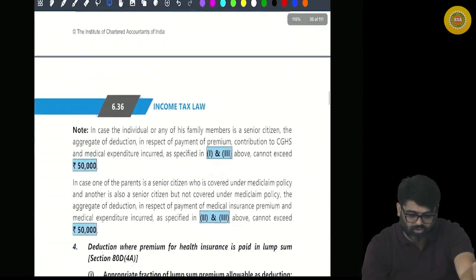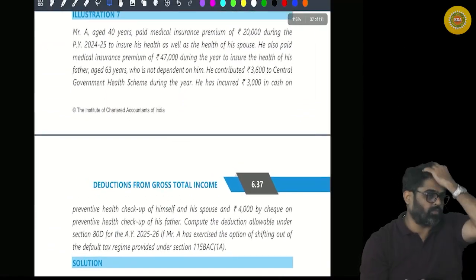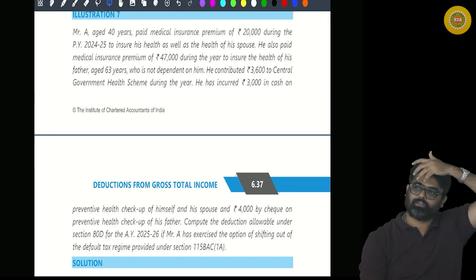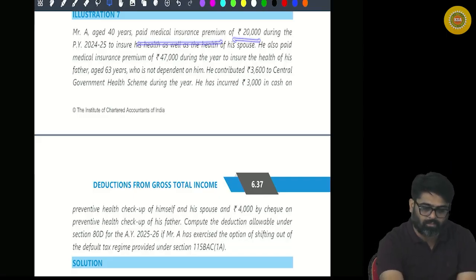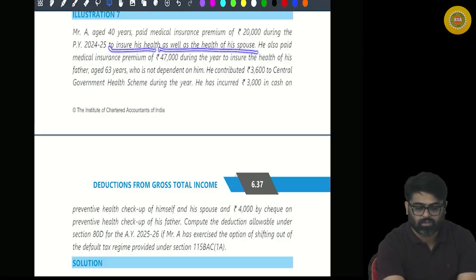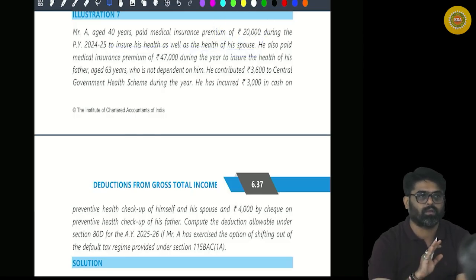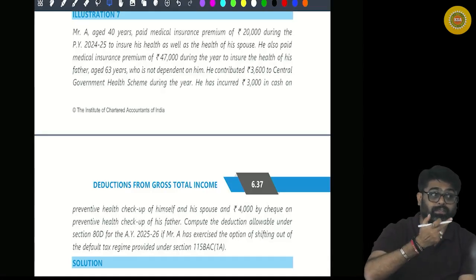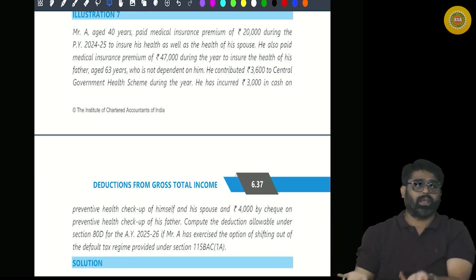Now let's try to solve one question. Are you ready? Mr. A, aged 40 years. Senior citizen or not a senior citizen? Okay. Paid medical insurance premium of 20,000 during the previous year 2024-25 to ensure his health as well as the health of his spouse. Will it qualify under 80D? Yes, provided it is not paid in cash. So, if nothing is mentioned, it is not paid in cash, it will qualify.